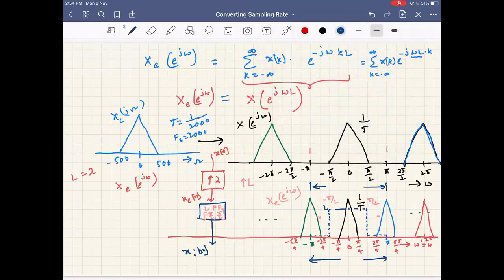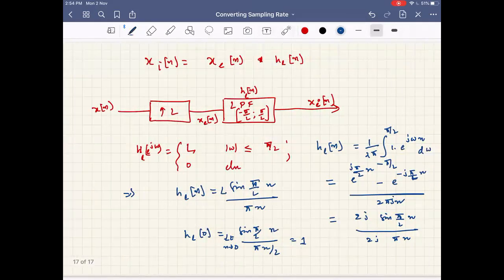Okay, right. So let us complete this expression. Now, this can be written as a convolution, say k equal to minus infinity to infinity, xe of k. Okay, so let us expand what is xe of k. So what is xe of k?